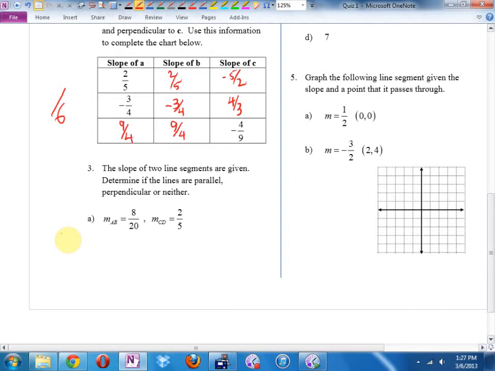The slope of 2 line segments are given. Determine if they are parallel, perpendicular, or neither. Well, let's see. In lowest terms, divide by 4, divide by 4. This is 2 over 5. So you know what? Those 2 slopes are the same. What does that mean? There's my abbreviation for parallel. Or you could write the word parallel.